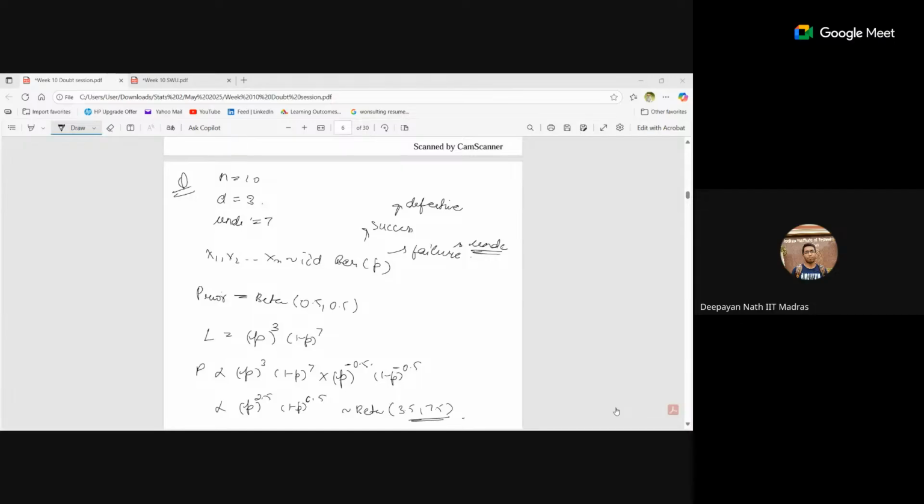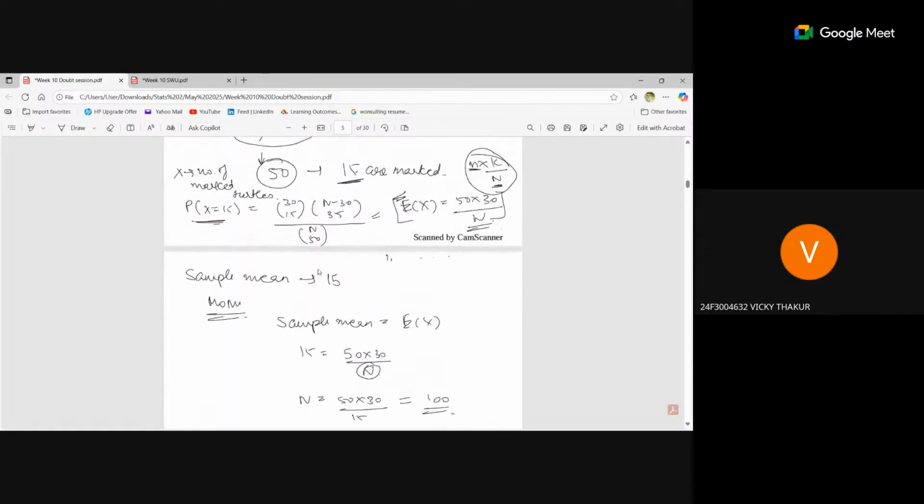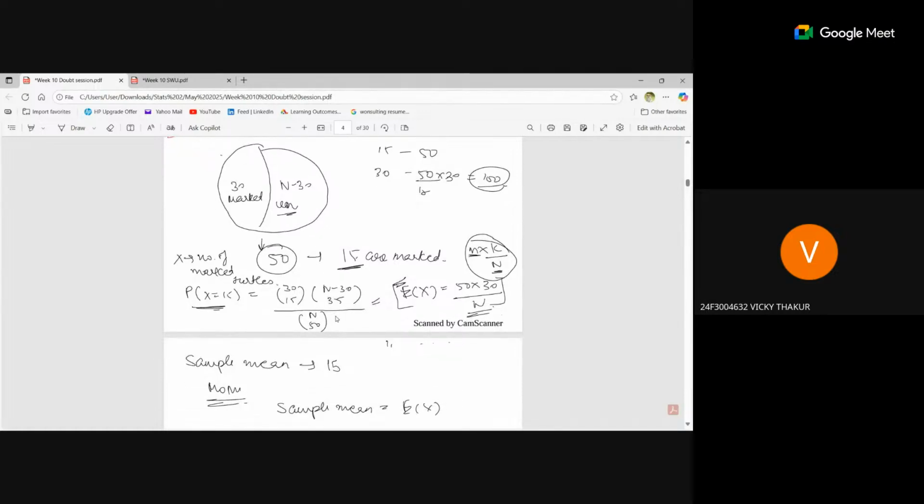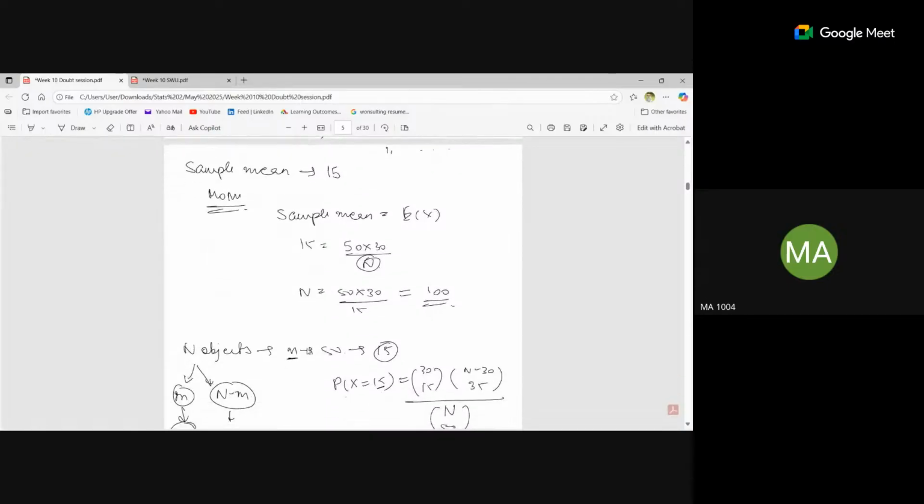Understood, ma'am. Okay. Vicky, you have raised your hand. Are you here? Yes, ma'am. Ma'am, can you go to the last question which you have solved from the 10.4? The last question which you did now, that 13 to 50, that 15 sample mean, how do we get it, ma'am? I'm not able to explain it. I just need some time. I'm just thinking about it. Okay, not a problem.